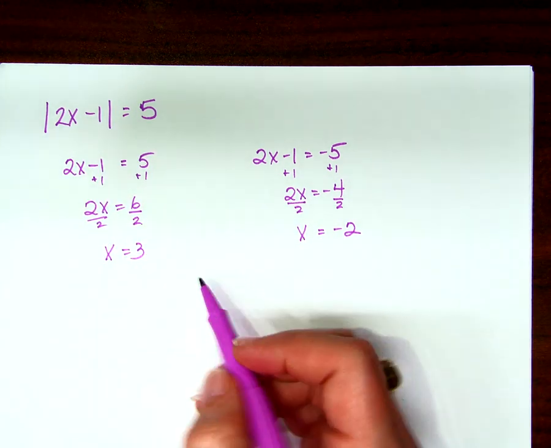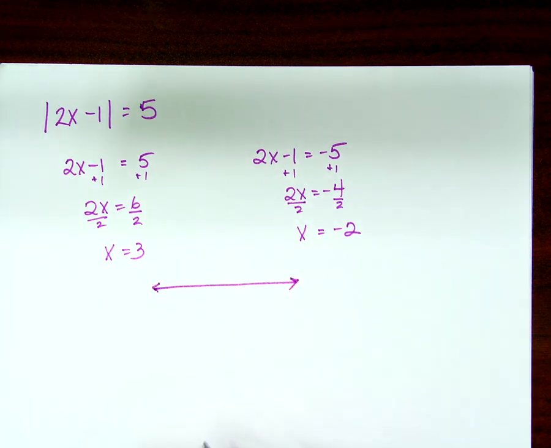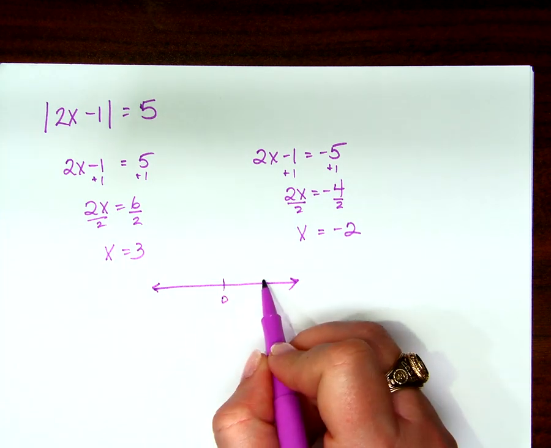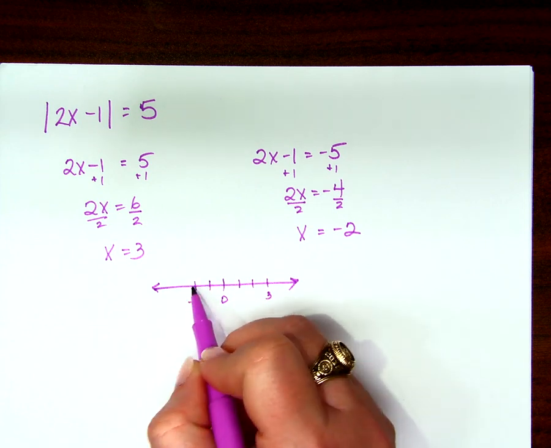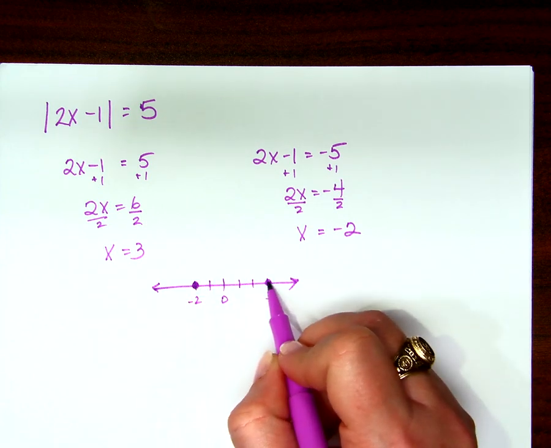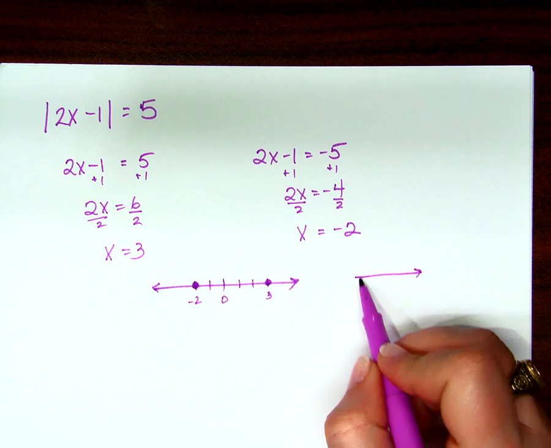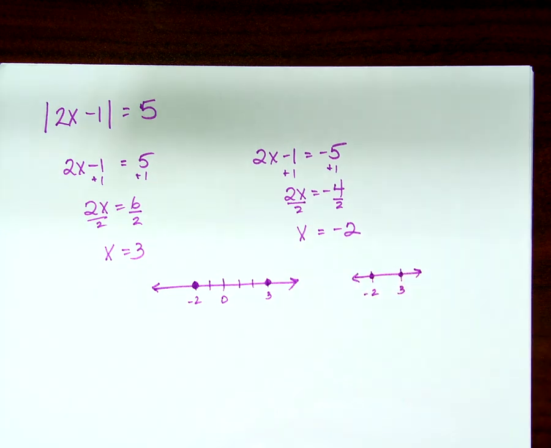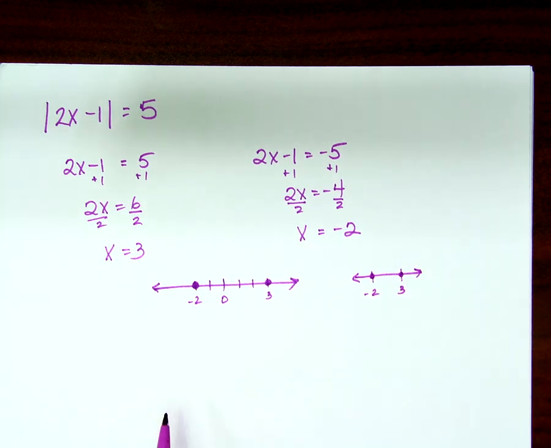The other thing you need to remember is that typically absolute value solutions are graphed. The graph is part of the solution. So if 0 is here, and 1, 2, 3 is here, and negative 2 is right there, we have a dot on negative 2 and a dot on 3, and that's it. Sometimes, depending on how the numbers are, it might even look like this, without all the little dashes on there. Any questions about that?